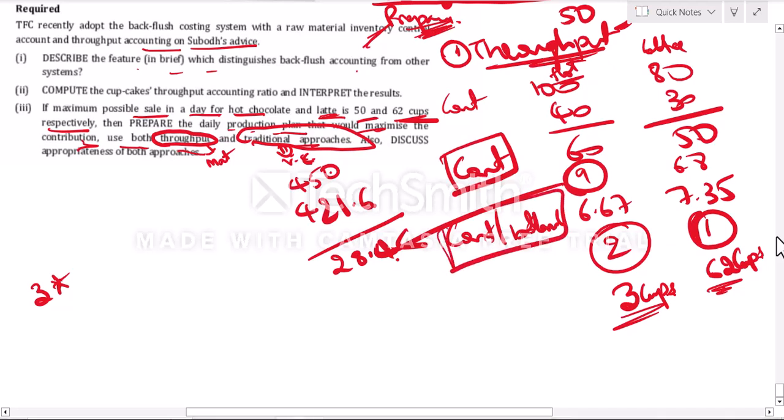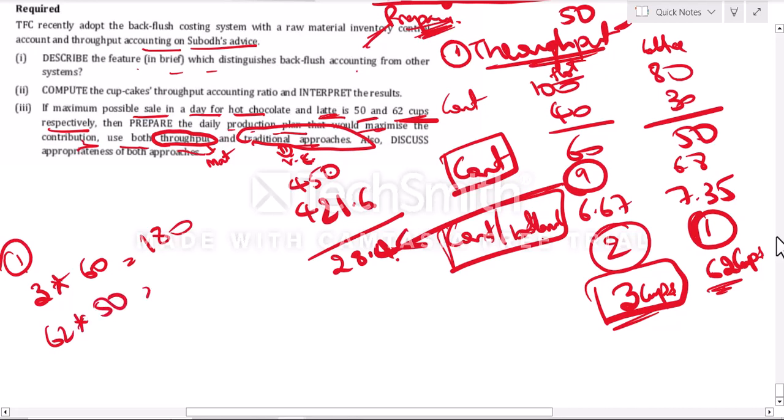But what should you do for that? You need to multiply the bottleneck resource with units. See, in method 1, consider only contribution: 3 cups into 60 units, it is 180. Again, 62 cups into 50 units. How much is it? 62 into 50, 3100. So plus 180, 3280. It is the contribution.